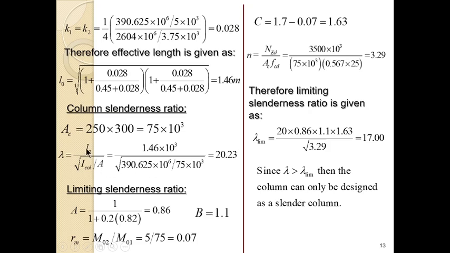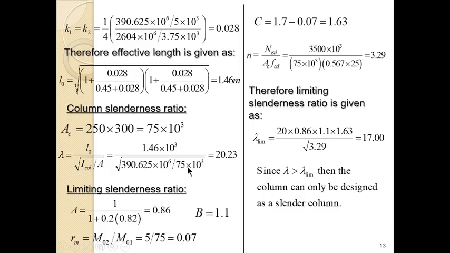So we now go to this formula. This is the effective length. This is the moment of inertia for column. This is the cross-sectional area for column. So that gives us that the column slenderness is 20.23. Note that slenderness is unitless, it does not have a unit.